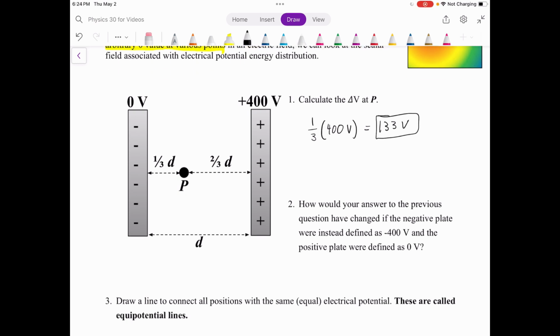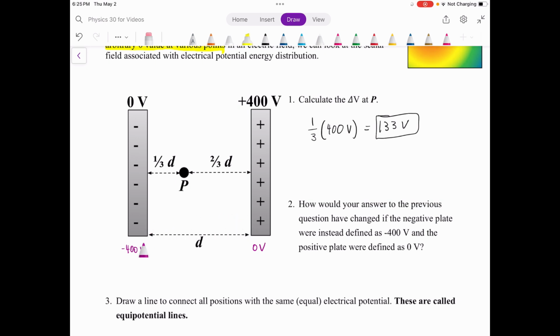And now here's an interesting question that we've kind of just talked about, right? How would our answer to the previous question have changed if the negative plate were instead defined as negative 400 volts and the positive plate were defined as 0 volts? So if we had this situation, well, would it have changed, right? What is the change in potential energy? Because again, these are always about changes to go from here to here.